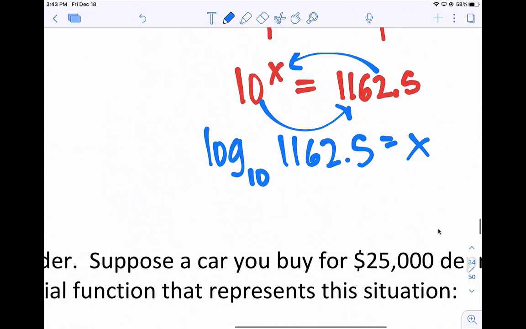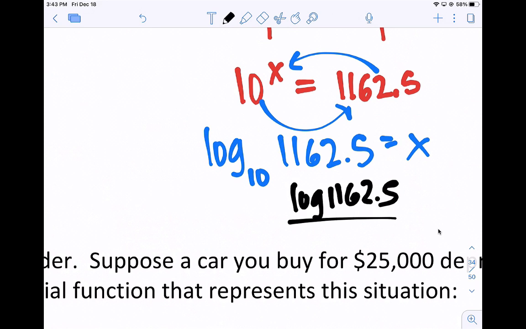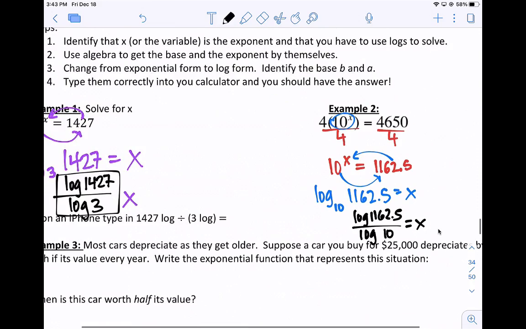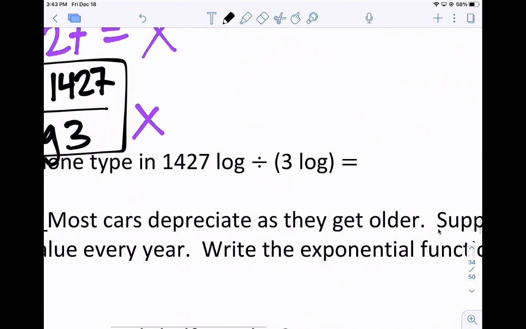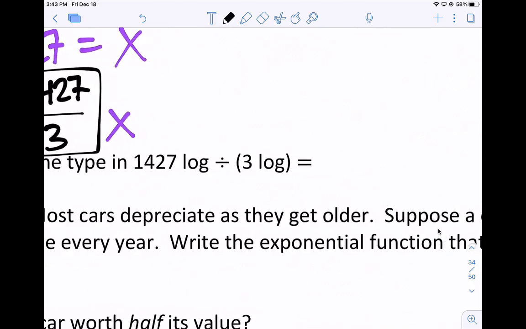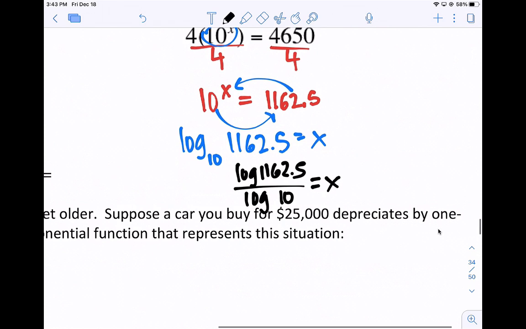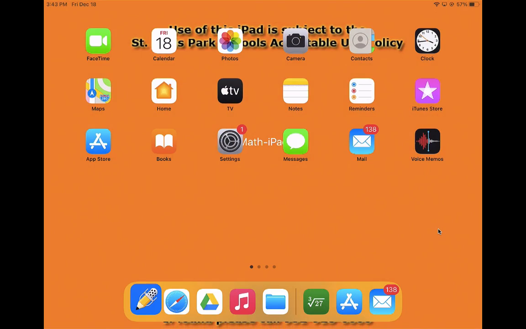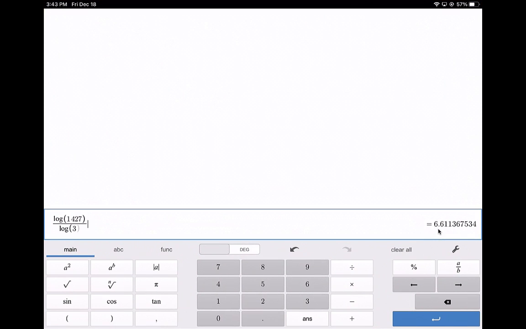Again, in your calculator, you will type in log of 1162.5 divided by log of 10. If you have just your iPhone calculator, you have to type in the number first and then use parentheses around the second log. All right, so let's type this in. If I could just go up here and delete it, yep.